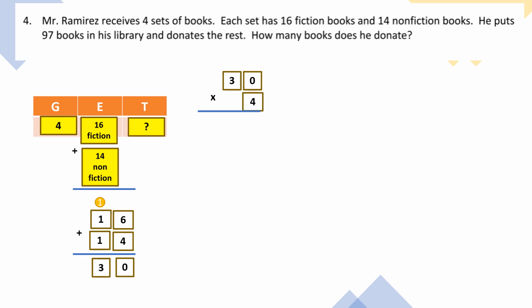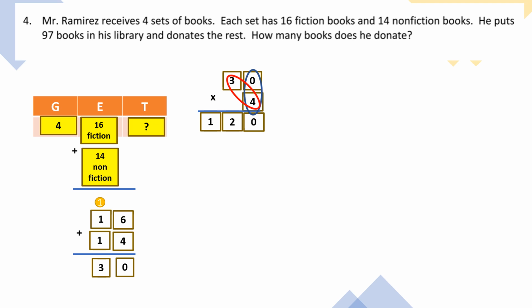Now I'm going to solve for 30 times 4. 0 times 4 is 0. And 4 times 3 is 12. So at first, Mr. Ramirez has 120 books.